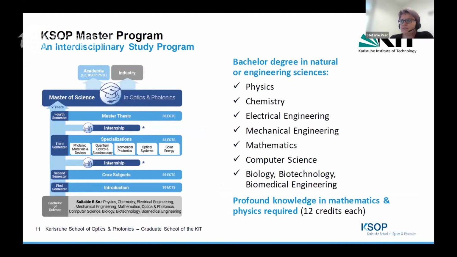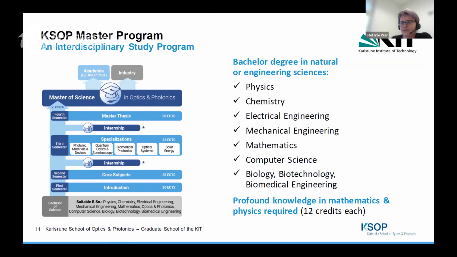So our students have bachelor degrees in the natural and engineering sciences, ranging from physics via mathematics, computer science, biology, chemistry, electrical engineering. The most important part is that within those very different degrees, you acquired a profound knowledge in mathematics and physics, and that is 12 credit points each. And then after, as you can imagine, with a group of such diverse degrees, the first semester is usually spent learning about getting everybody on the same level in optics and photonics, in so-called adjustment courses.